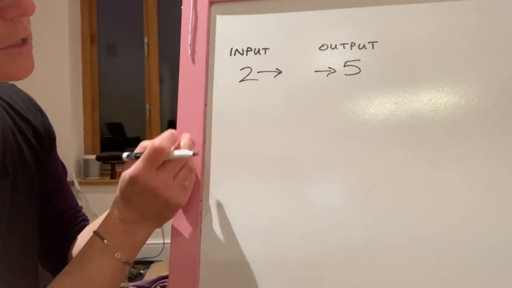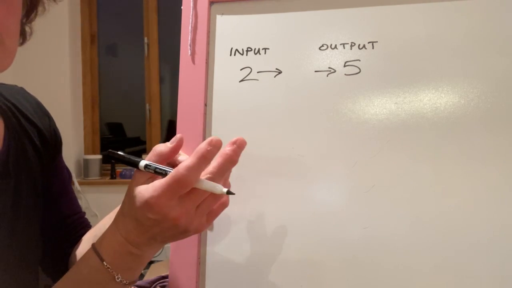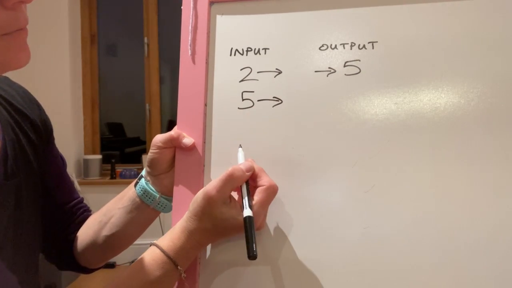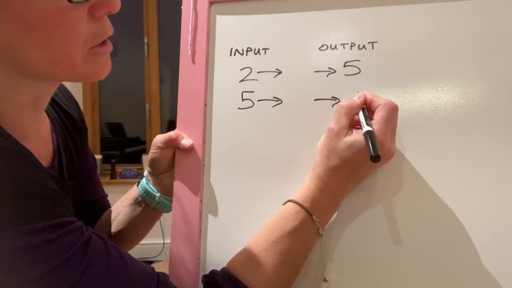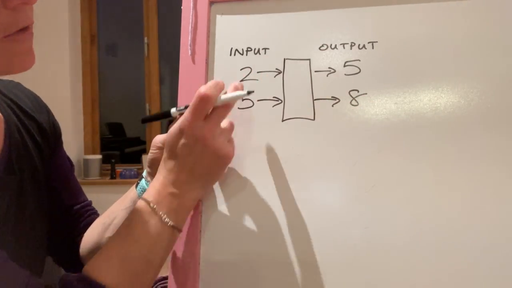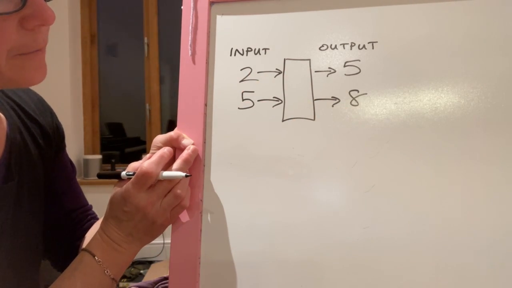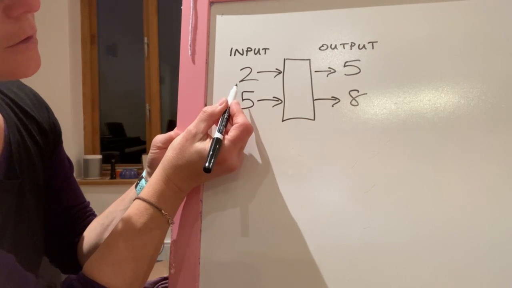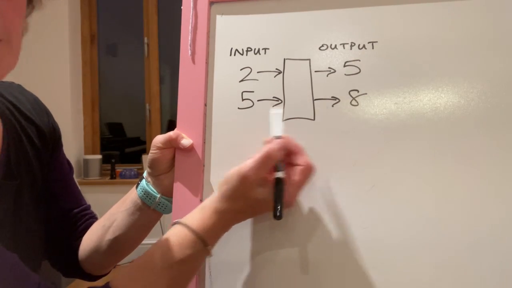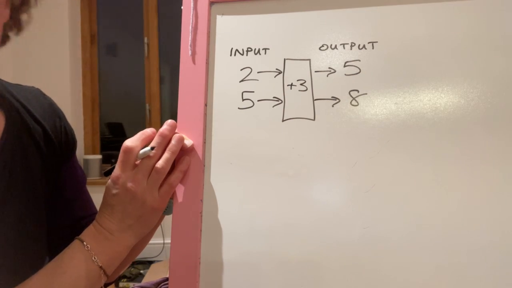So you may already have started to think about what has happened to the 2 to turn it into 5. Let's see if you're right and see if it works for this one. So if you put a 5 in, an 8 would come out. And they've both gone into the same function machine. So whatever happened to the 2 to make the 5 is what happened to the 5 to make the 8. Okay. 2 add 3 makes 5, and 5 add 3 makes 8. So this function machine is an add 3 function machine.